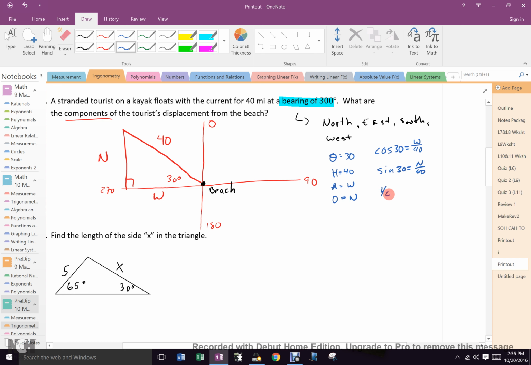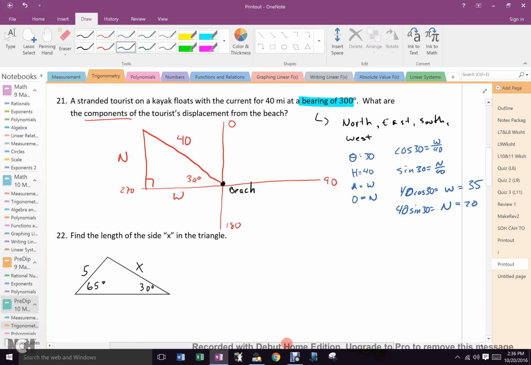So 40 cos 30 equals the W, and 40 sine 30 equals the north. And I don't really remember, but I think it was something like north 20 and west 35. Something like that. I'm not totally sure. I still don't have a calculator in front of me, but I think that's what we said in class.